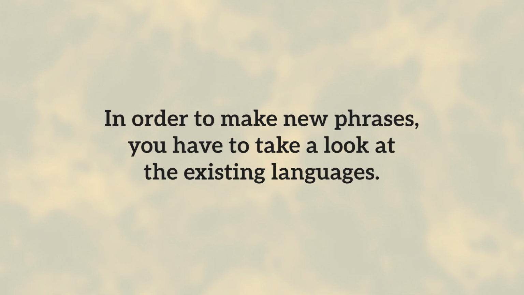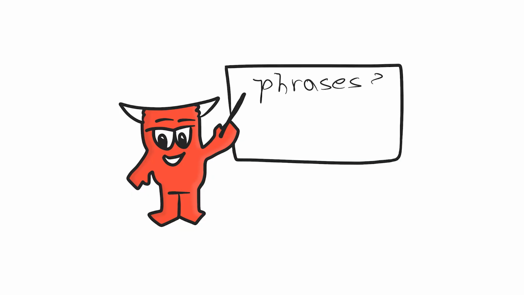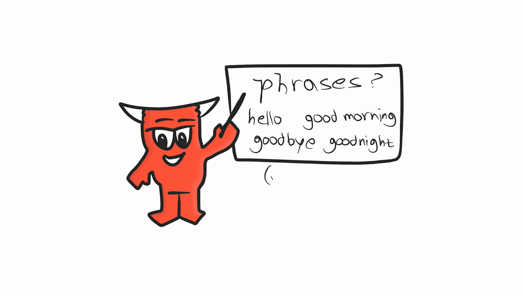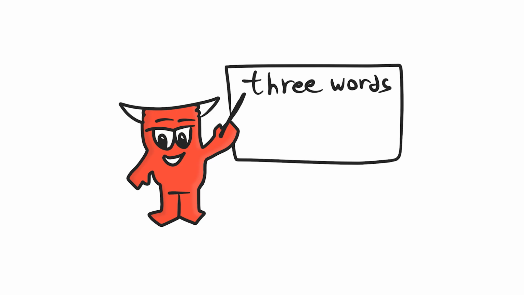In order to make new phrases, you need to take a look at the existing languages. Why do I need to look at the existing languages? Well, that's because you can use these languages as an inspiration. If you want to make phrases for your conlang, you need to do this simple exercise. Look at the roots in existing languages and determine what words are used for some basic phrases. I mean, what words are used in communication between two people.